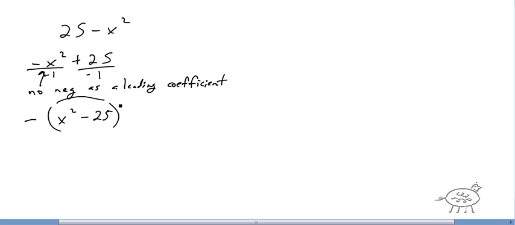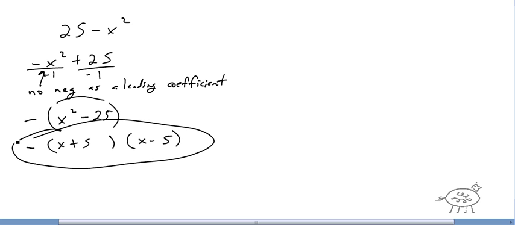Now you look inside here and say, is that a difference? Oh, first of all, there are 2 terms, so you're looking for a difference of 2 squares. It is a difference of 2 squares, so it's going to be factored as x plus 5, x minus 5. You guys already know how to do that, and that's your final answer. Okay, it's pretty easy. How about this one?